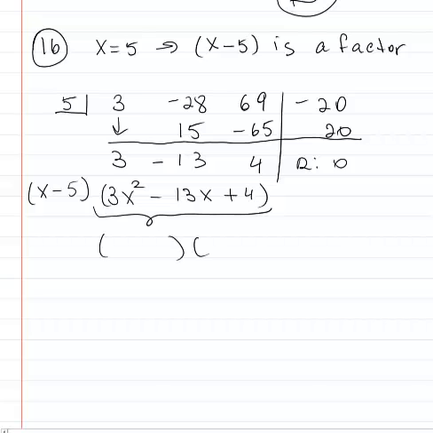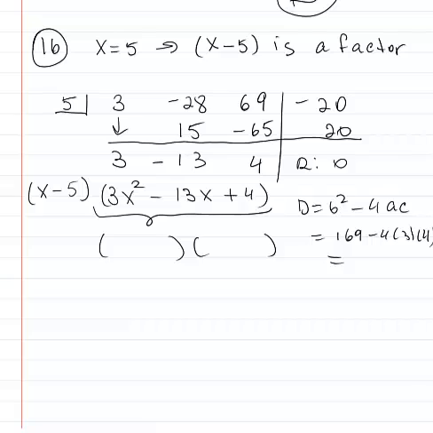If I try to factor this, I need to check the discriminant, of course. So b squared minus 4ac. That's going to be 169 minus 4 times 3 times 4. If I do that, that gives 121, which is a very nice perfect square, right? So I should be able to factor this.